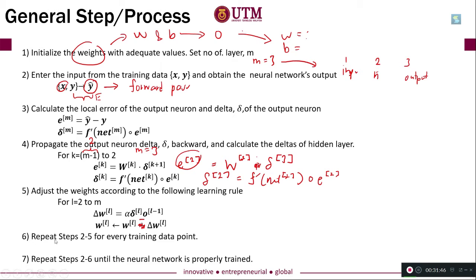And then repeat step 2 to step 5, meaning you must repeat step 2 to step 5 for the other samples. This is only one cycle, just one sample, a one-sample process. Once you update the W, you must repeat step number 2 to step number 5 using another sample. Assume that you have 100 data samples, then you need to repeat step 2 to step 5 100 times, and for each and every sample you will update your W.